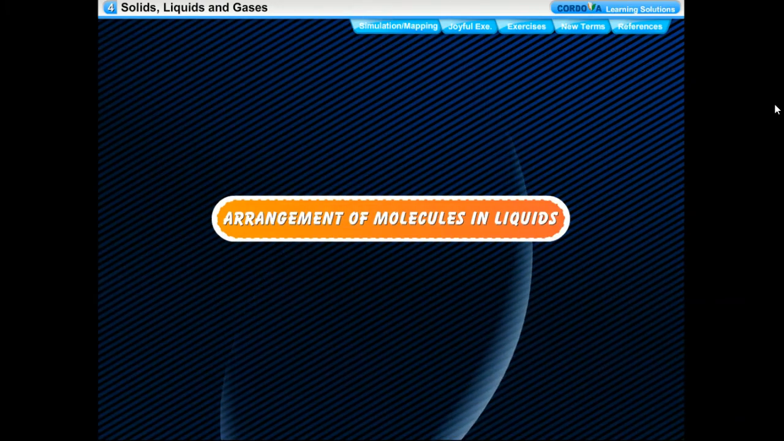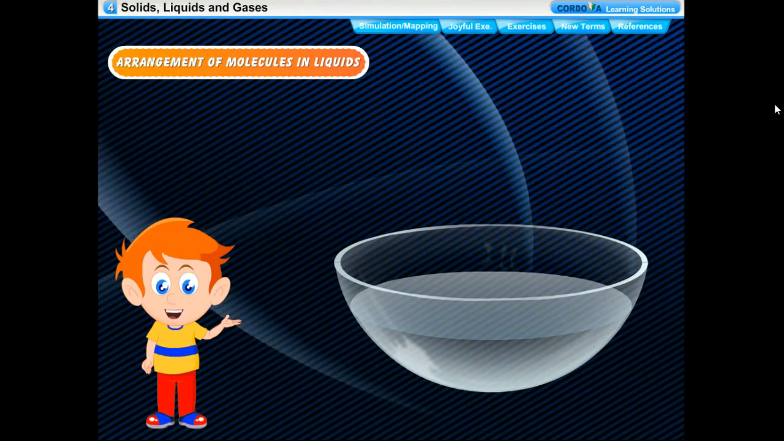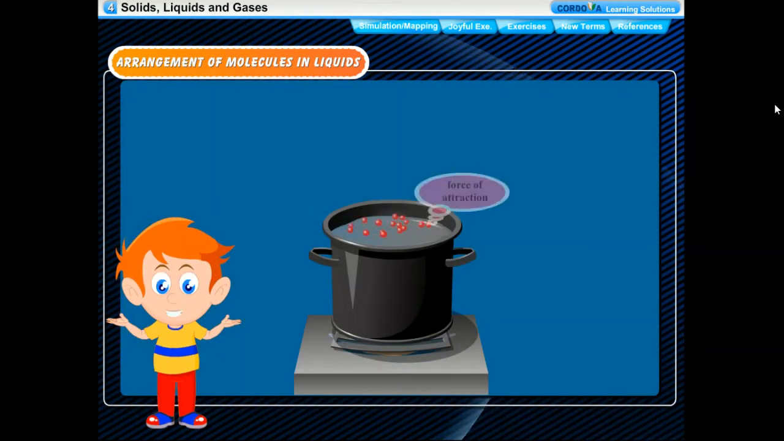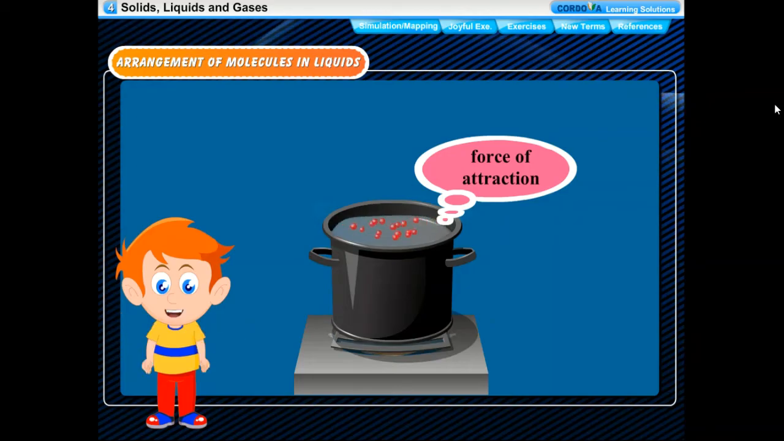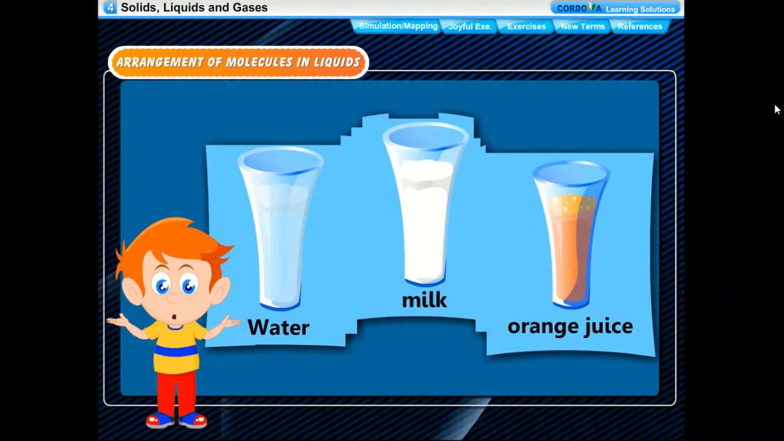Arrangement of molecules in liquids. In liquids, molecules are not very closely packed due to weak force of attraction between them. So, the molecules in liquids can move and slide over each other. This makes liquids flow. Liquids take the shape of the container in which they are poured. So liquids do not have a definite shape, but have a definite volume.